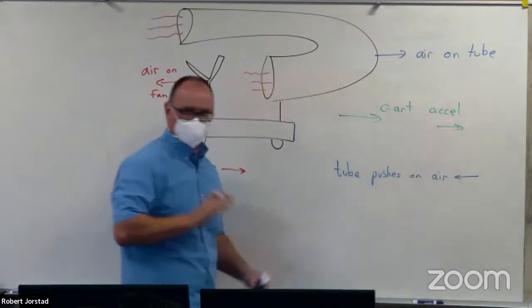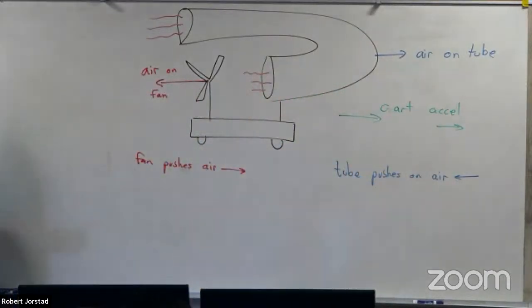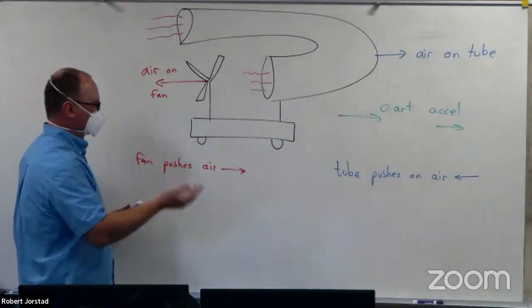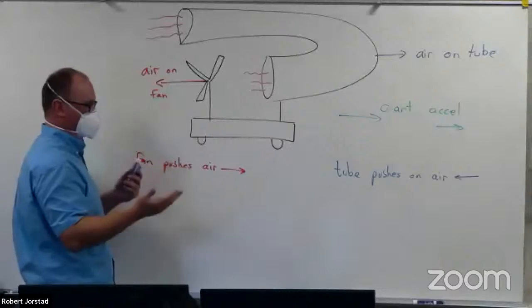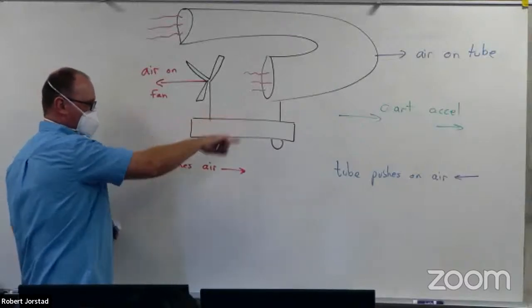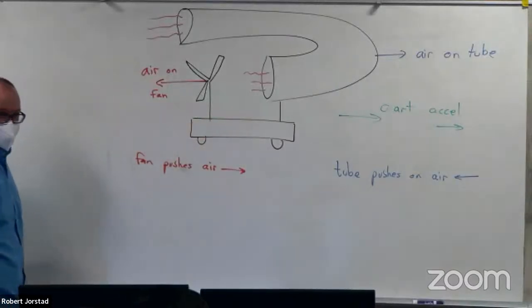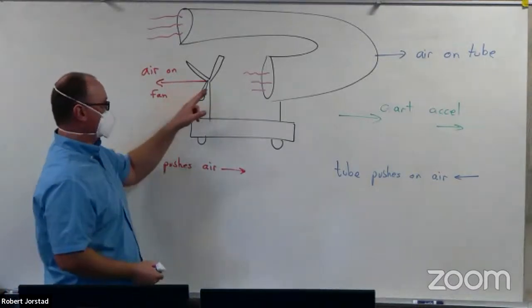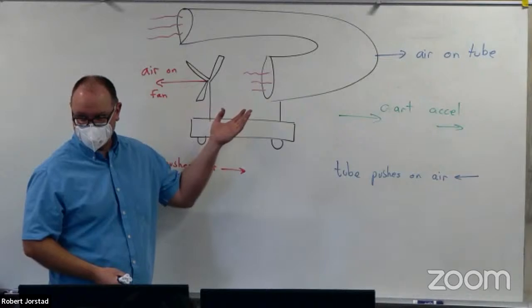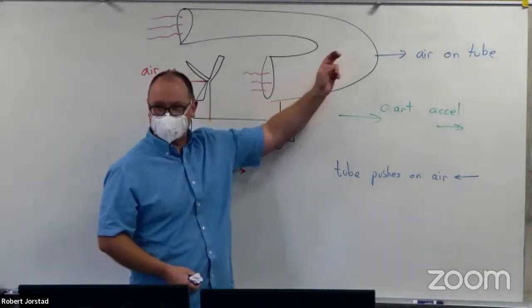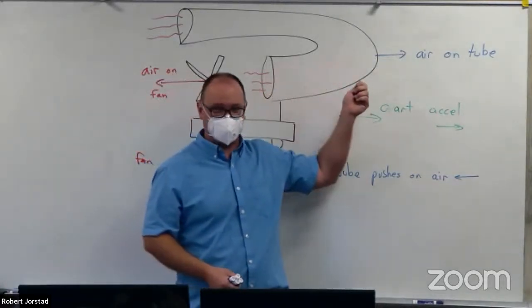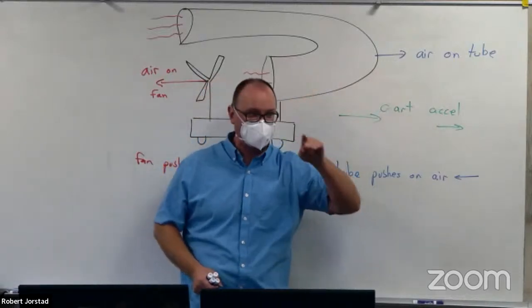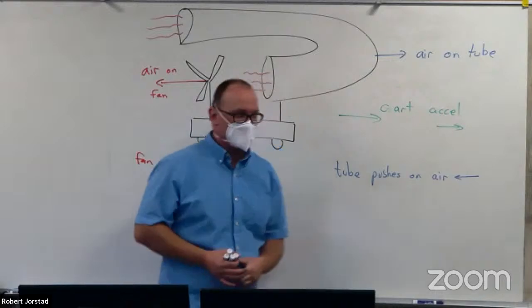The cart was accelerating that way. Which force has to be bigger then? Air on the tube or air on the fan? Which one had to be bigger if the cart is accelerating that way? Air on the tube. Think about it like this. This force got the air moving. This other force not only had to stop it, but had to reverse its direction. It's going to be approximately twice as big, right?